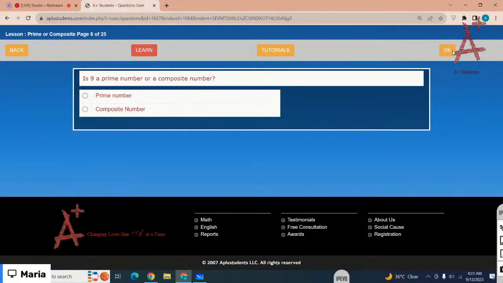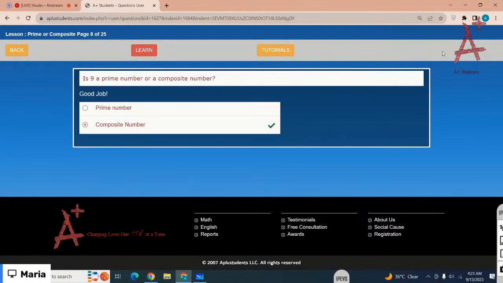Is 9 a prime number or a composite number? Very good. 9 is a composite number because 9 has more than 2 factors, right?